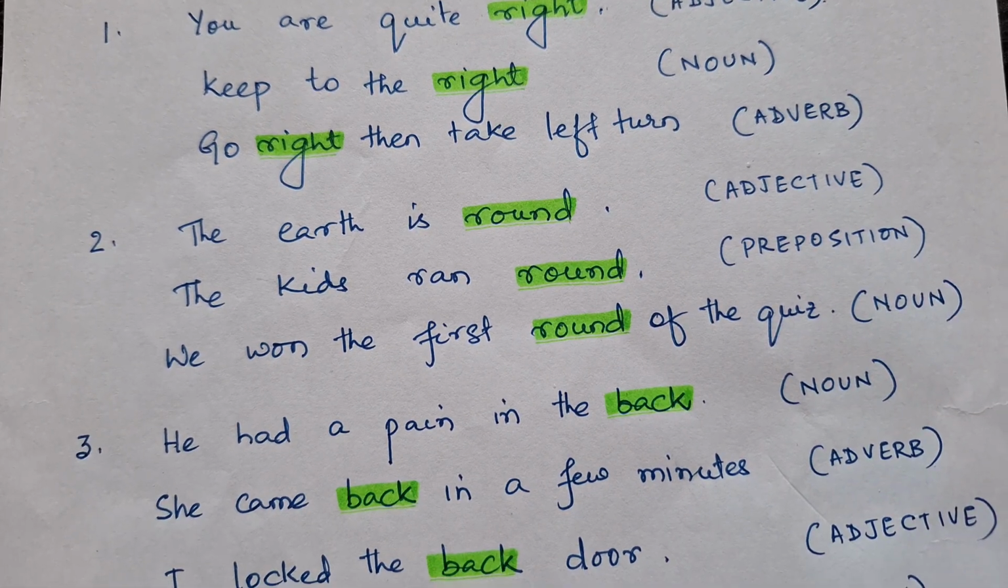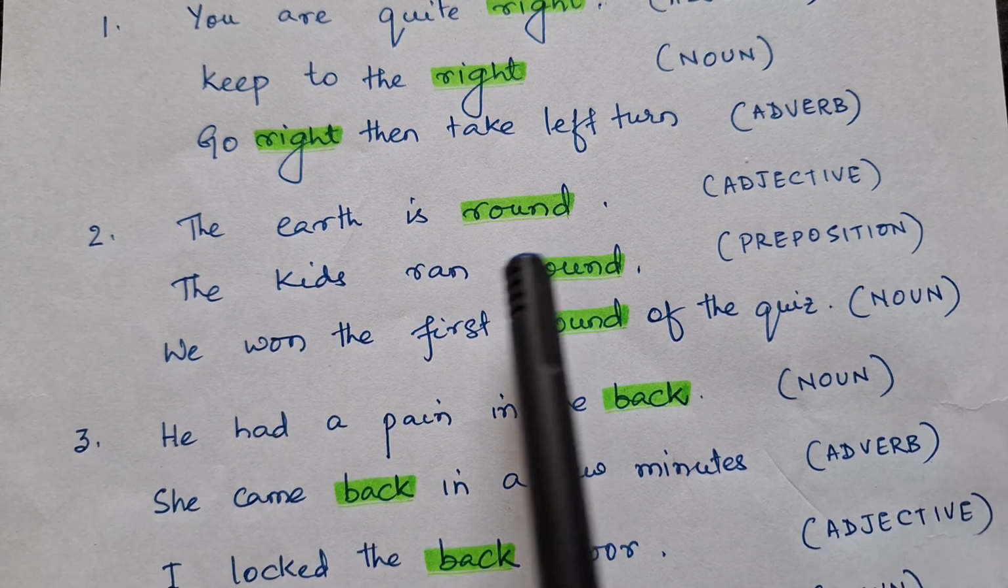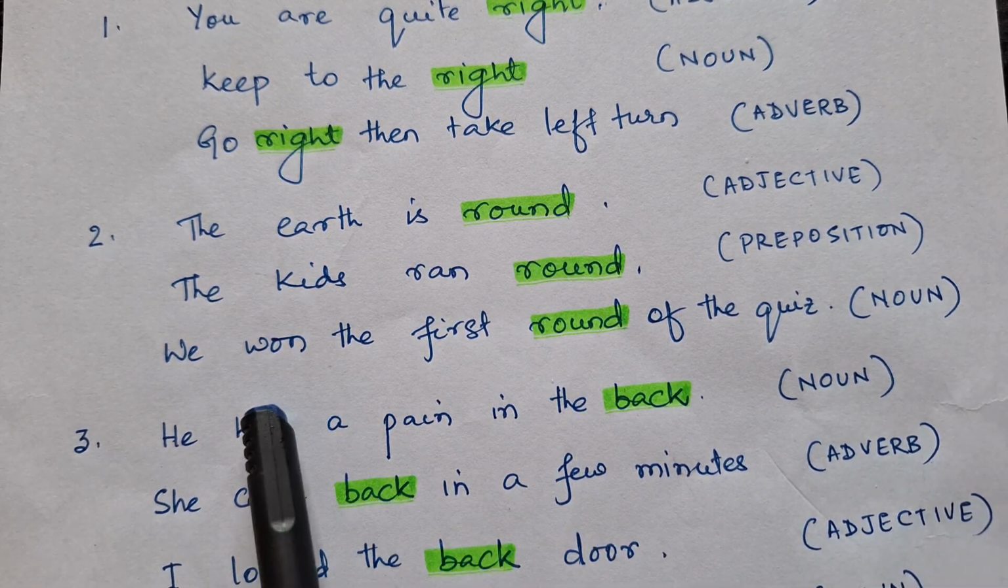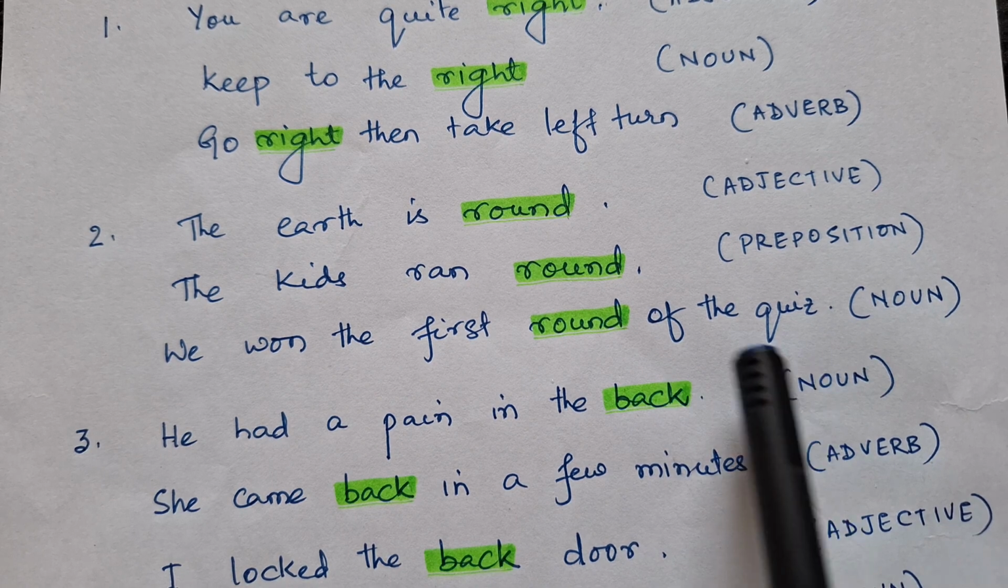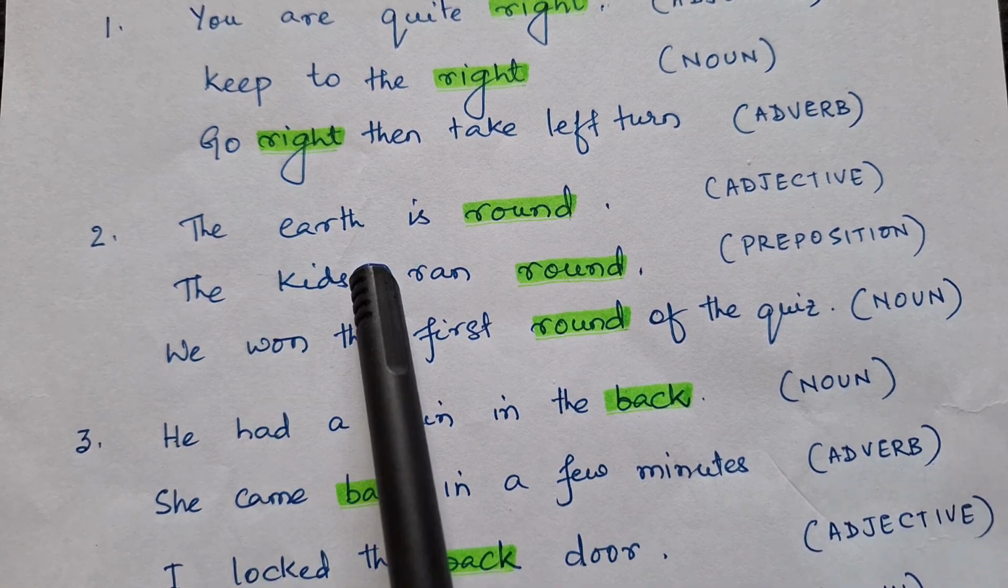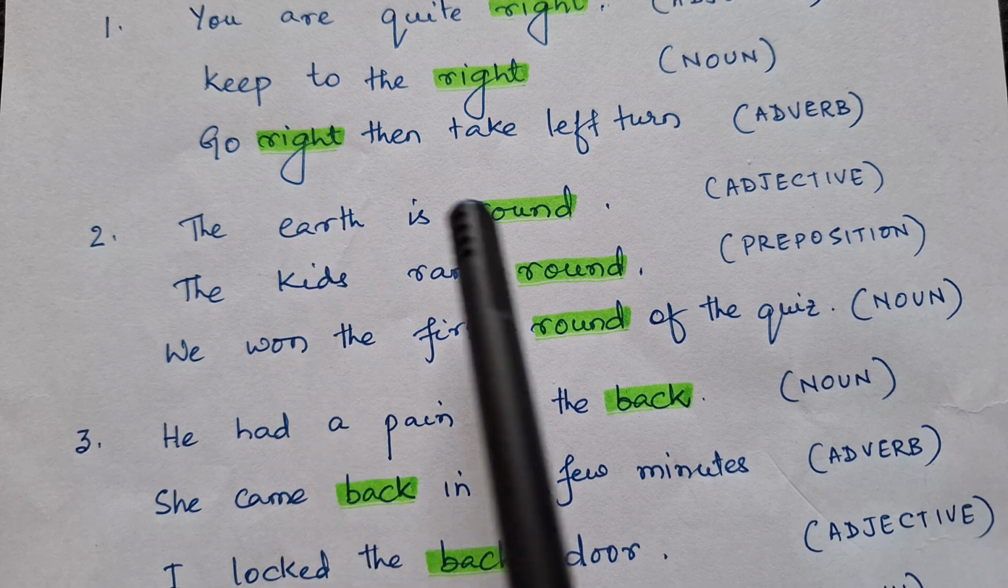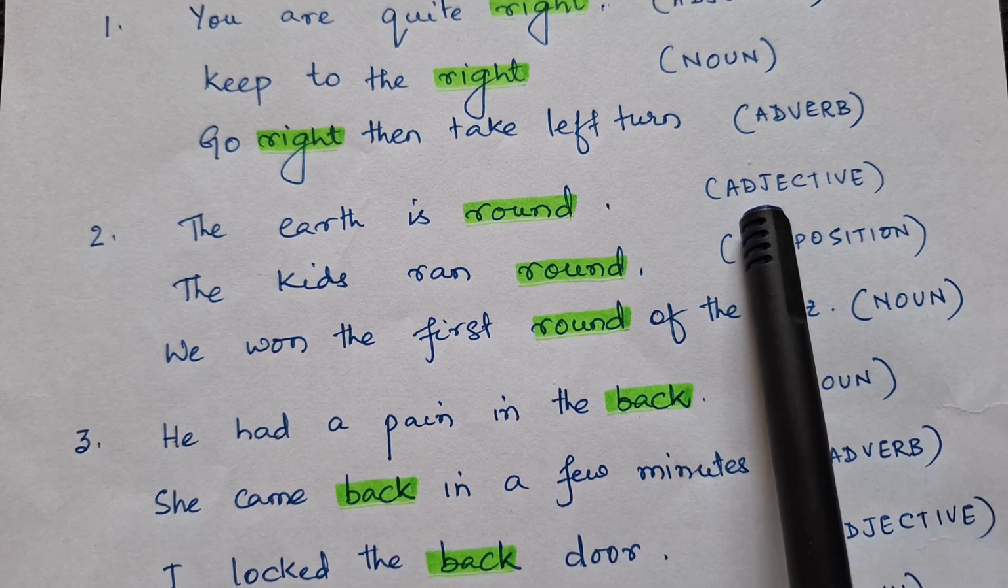Similarly, let us do another example. The earth is round. The kids ran round. We won the first round of the quiz. Earth is round. Earth is your noun. The word describing the noun is your adjective. So round is used as an adjective here.